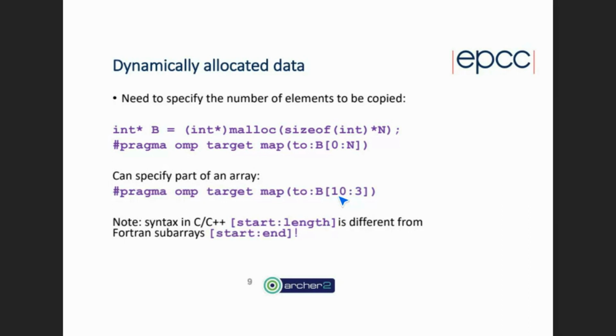Yeah, so 10:3 means 10, 11, and 12. So this is kind of annoying, okay? Especially if you're used to Fortran subarrays. In C++, the syntax is start:length, whereas Fortran subarrays are start:end. So yeah, they had their reasons, I guess.